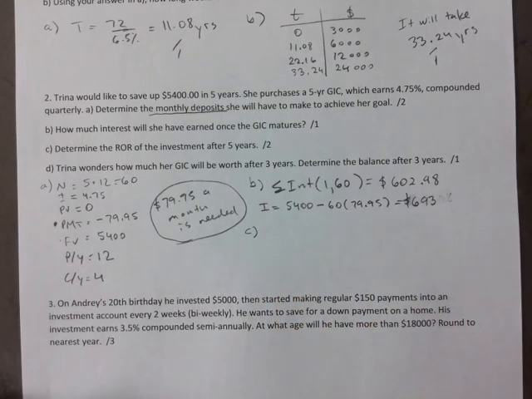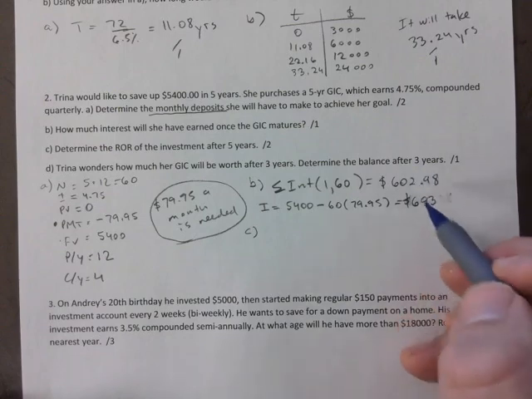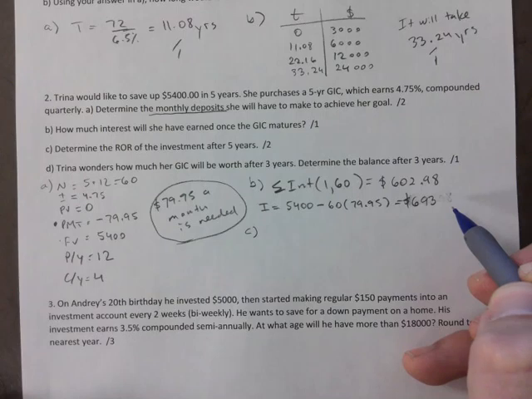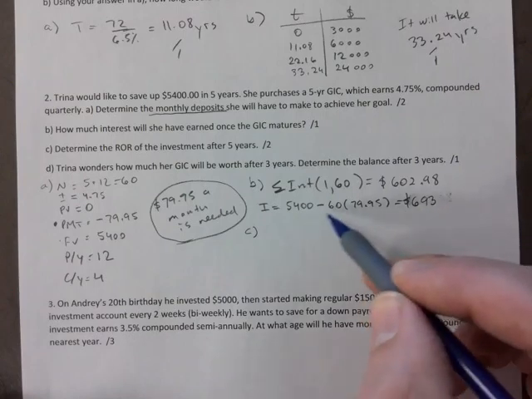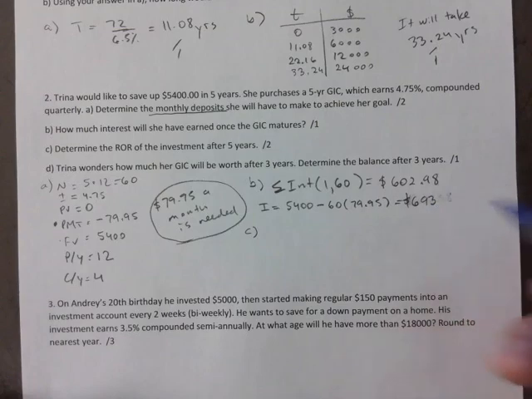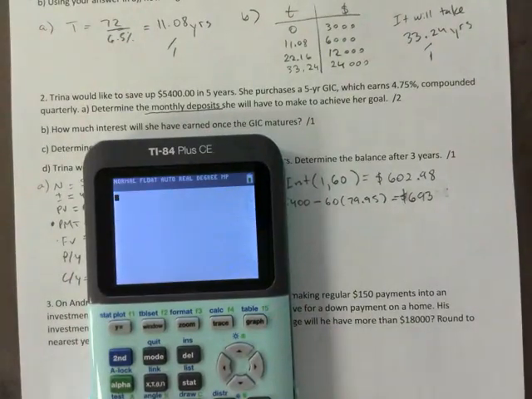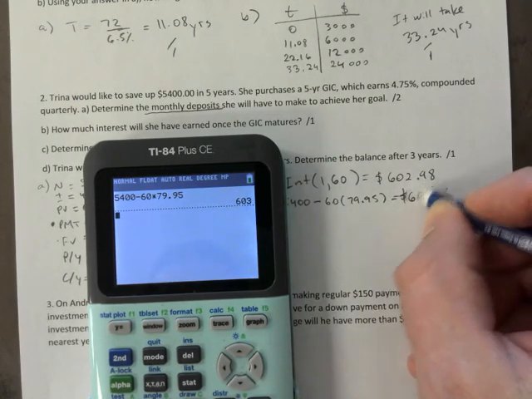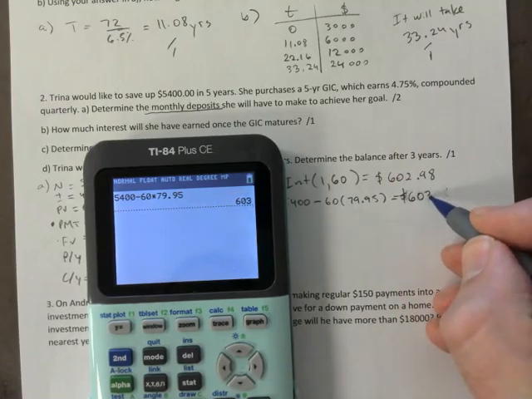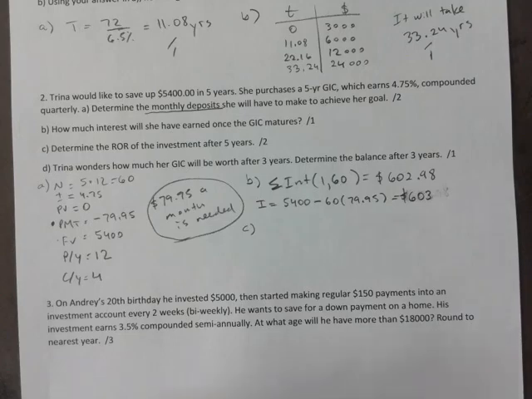Let me see here. 5,400 minus 60 times 79.95. 603. I was just testing you, as always.